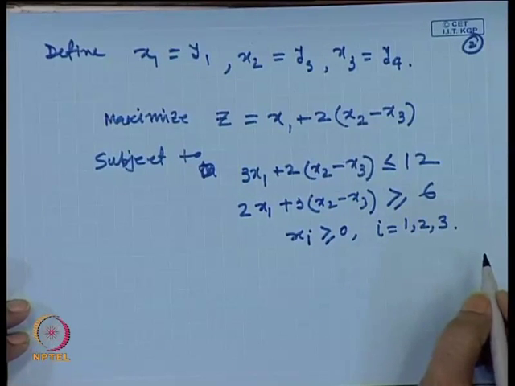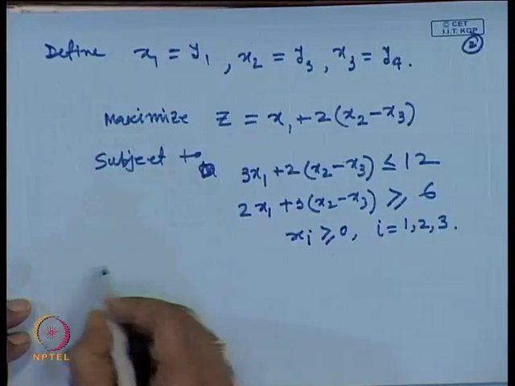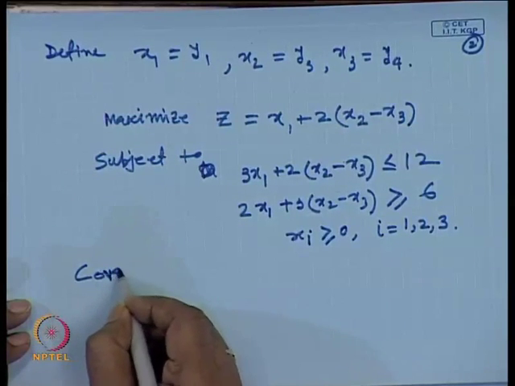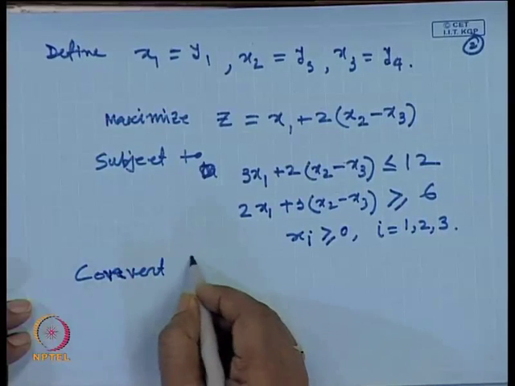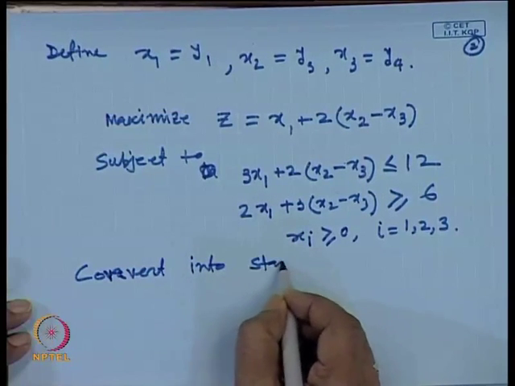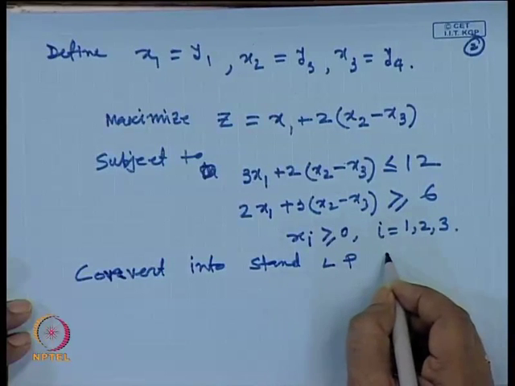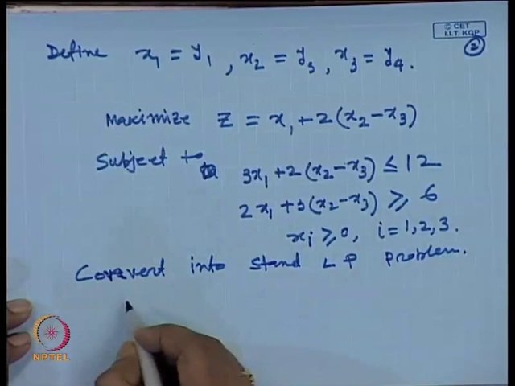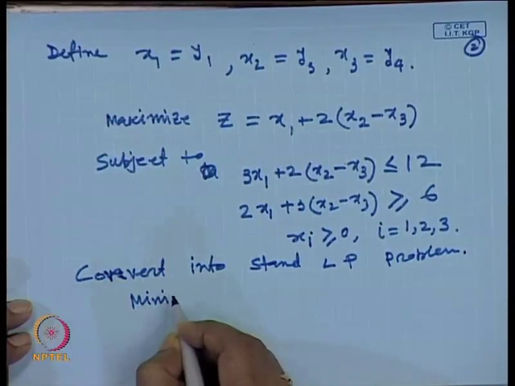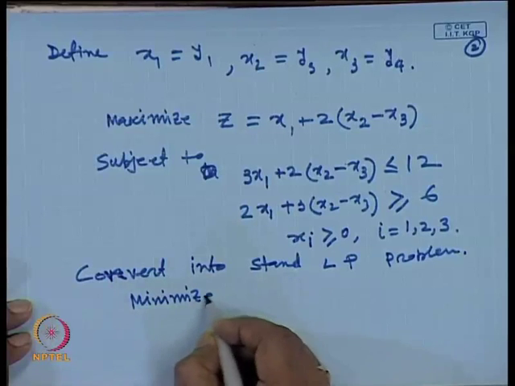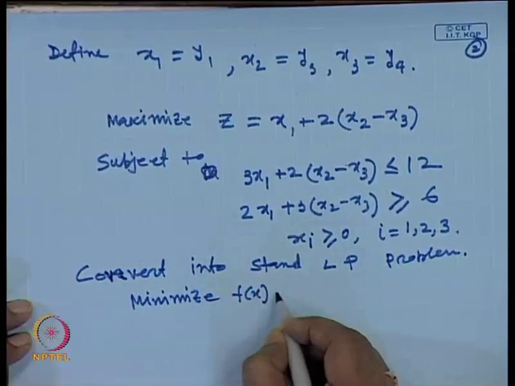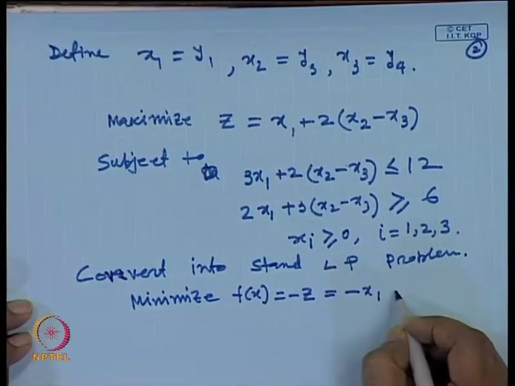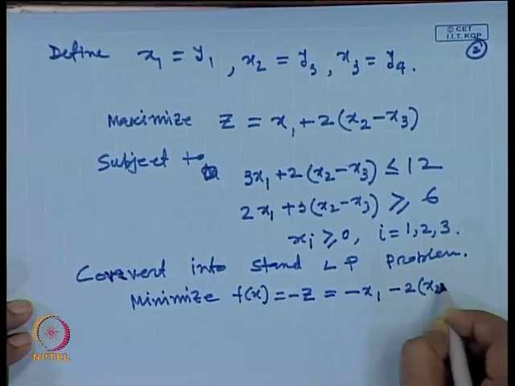So, what is our problem now? You convert it into a standard LP problem, then our solution starts from here. And the standard LP problem, you know, is minimize f of x. What is f of x? Minus z, that is minus x1 minus 2x2 plus 2x3.